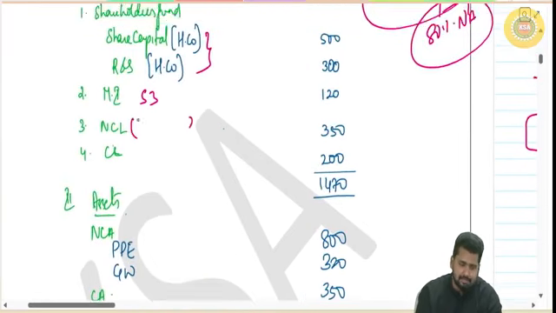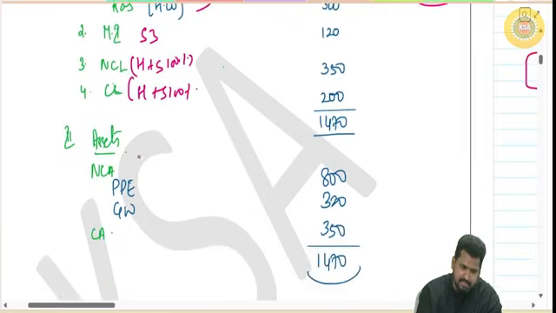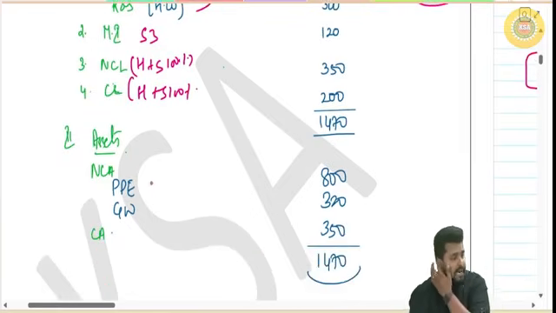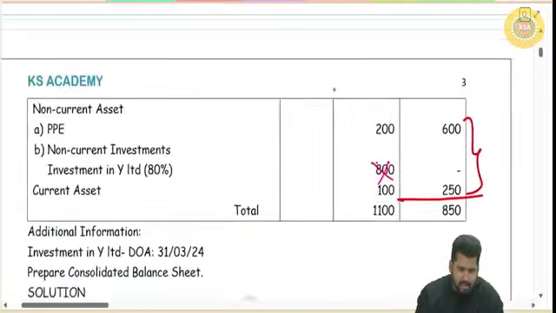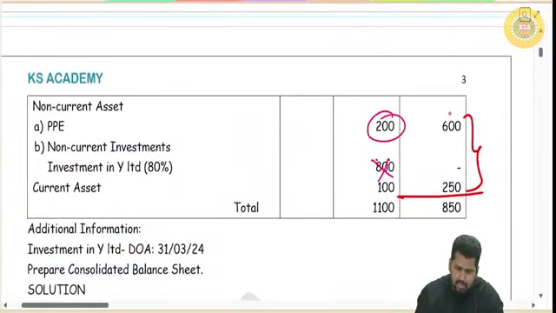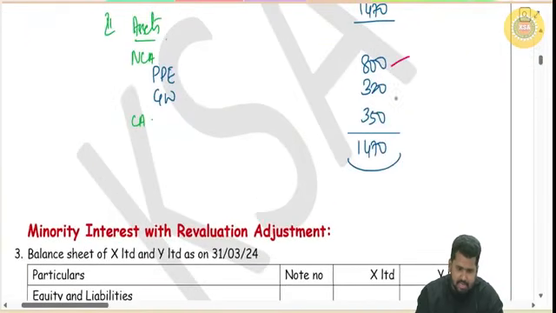Holding company and subsidiary company, 100%. Same in the case of holding and subsidiary company, 100%. So that is what they are telling. If you go to the balance sheet given in the question, what is the net asset? First PP is 200, 600, 800, 100 plus 250, 350. So 800, 350, and goodwill as per calculation. Step number 2 you are getting.